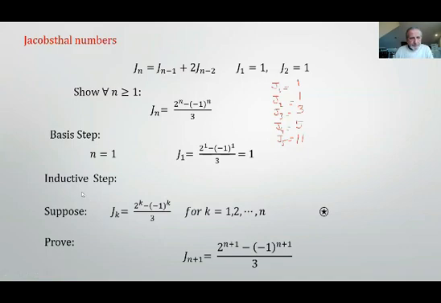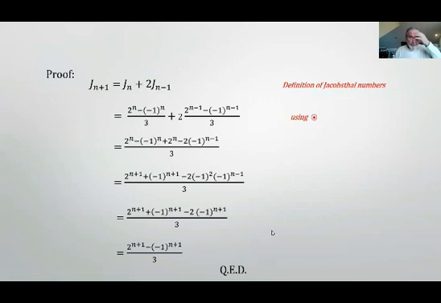Now, inductive step, we suppose that Jk is equal to 2 to the power k minus (minus 1) to the power k, over 3 for all k between 1 and n. And we need to prove that Jn plus 1 equals 2 to the power n plus 1 minus (minus 1) to the power n plus 1, over 3. Now, look at this one here. We're going to be using this. So now we go to the proof.